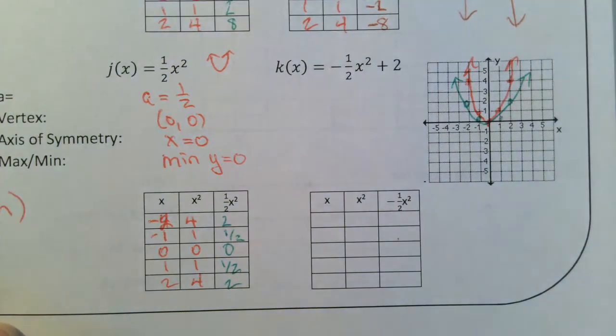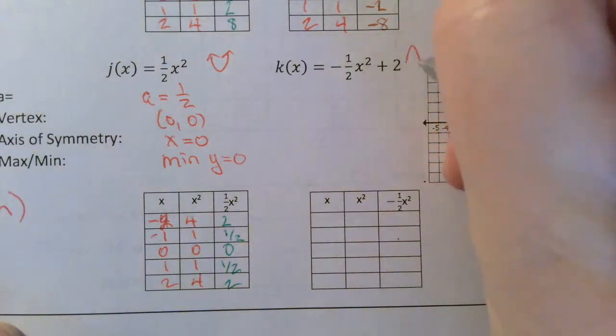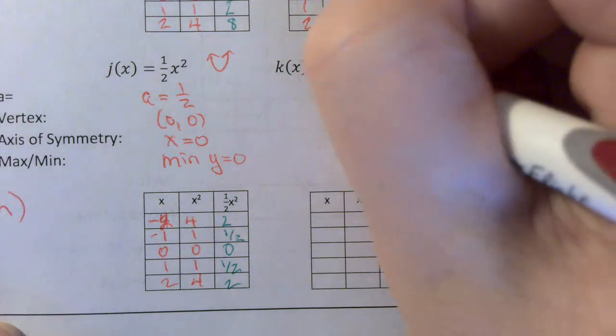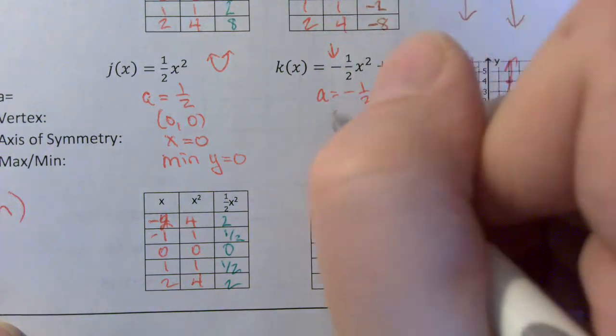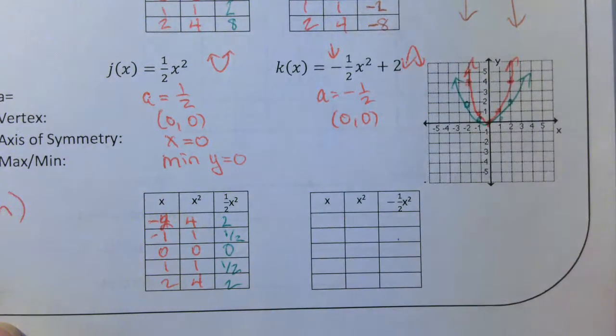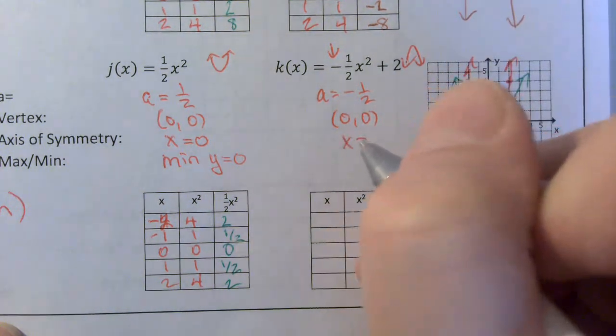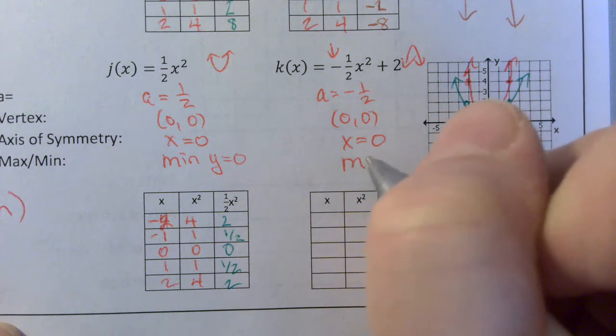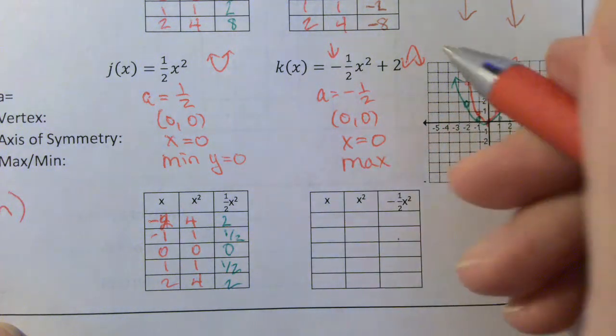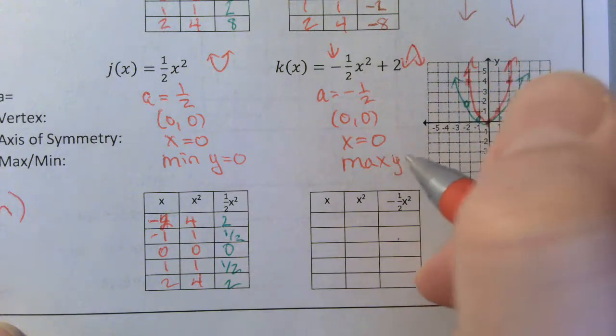Now, what's different about this guy? Well, he's going to go downward because there is a negative in front of the A. So I still have no shift. It's still going to be at 0, 0. X is going to be 0 for my axis of symmetry, but this time I have a maximum. It's going to be the highest point, and that's at y equals 0.